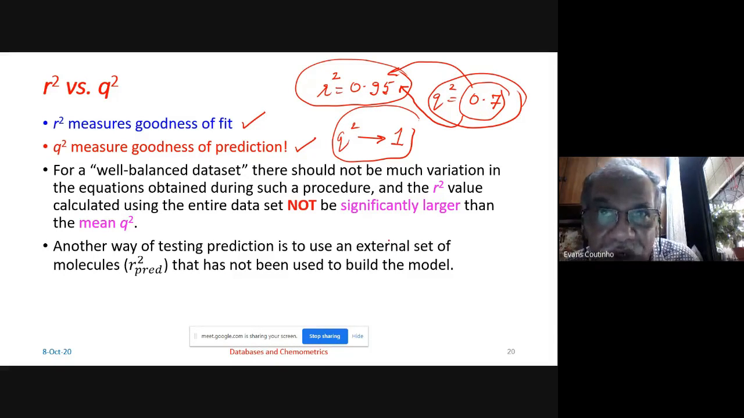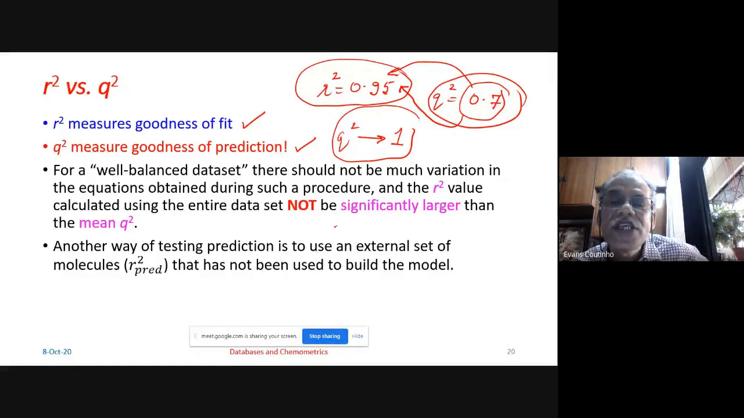And therefore, what would I do? If I come across such things, I would go back and look at my data set very carefully, and I would do a lot of similarity searching about the molecules and weed out the molecules that are very similar. So I would go back and prune my data set, take out very, very similar molecules, and restart all the exercise all over again.